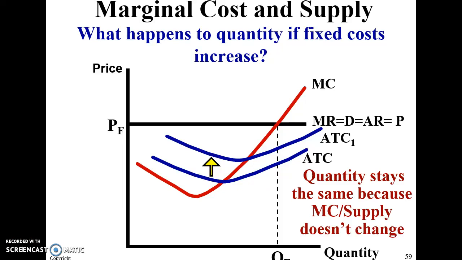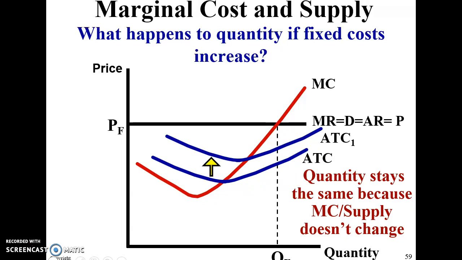Okay, I was in the middle of explaining what happens to marginal costs and ATC if fixed costs increase. Well, if fixed costs increase, there's no impact on the marginal cost curve, so the profit maximizing output stays the same. The ATC curve will shift up, though, so the profit margin may be diminished because of that.